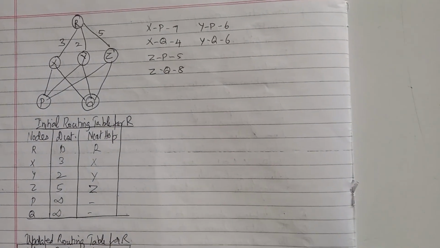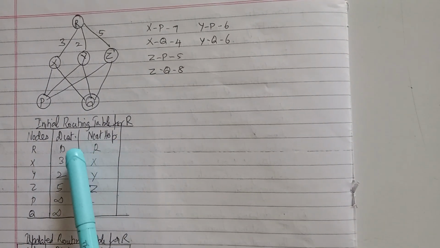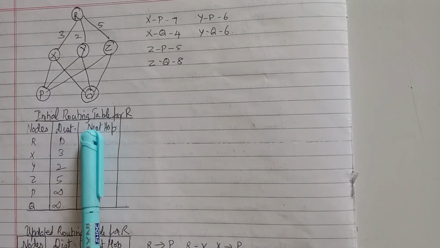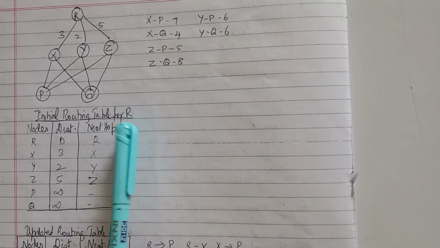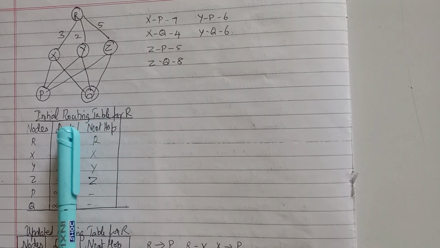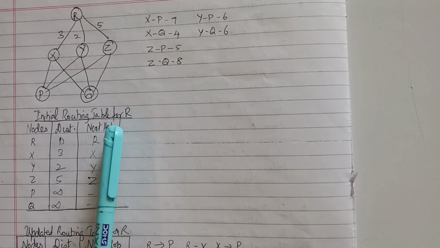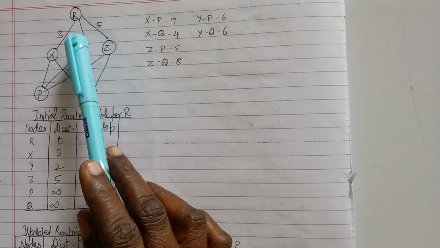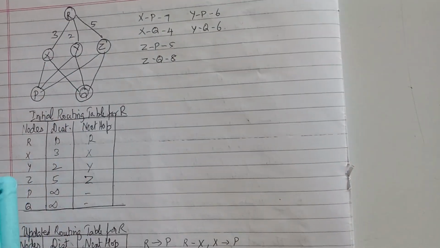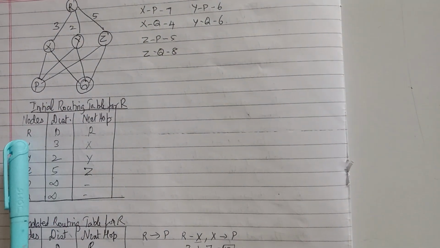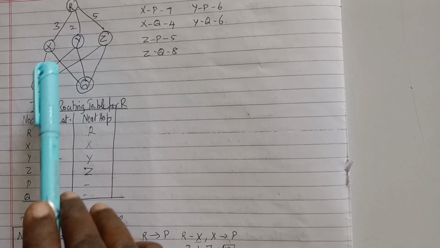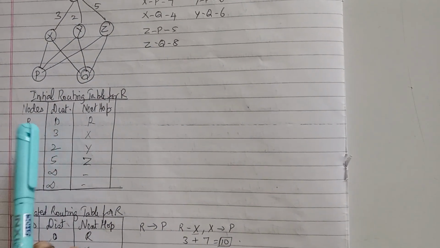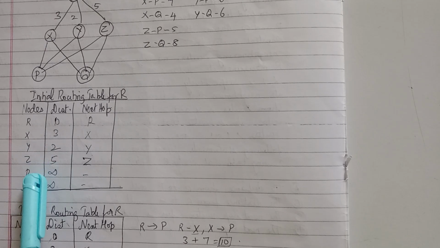Now, in the distance vector routing table, first we'll draw the initial routing table. We'll draw the initial routing table for R because the question is about R only. It is enough to draw the routing table for R alone. So for the initial routing table, R's nearest neighbors are X, Y and Z. In the network we have the nodes R, X, Y, Z, P and Q, so we write the nodes R, X, Y, Z, P and Q.